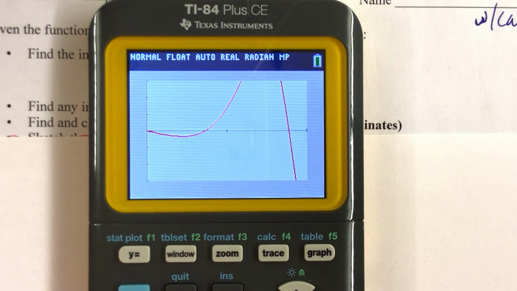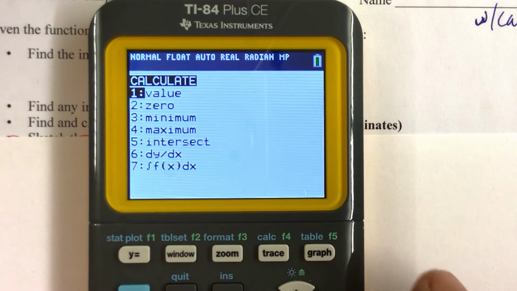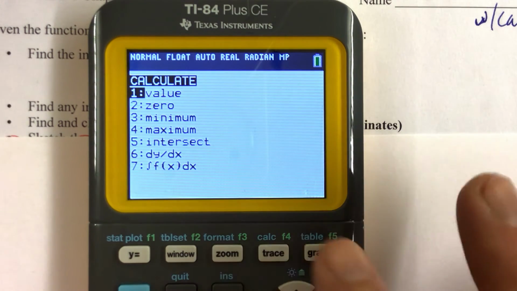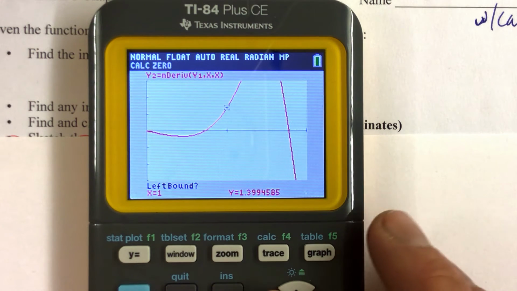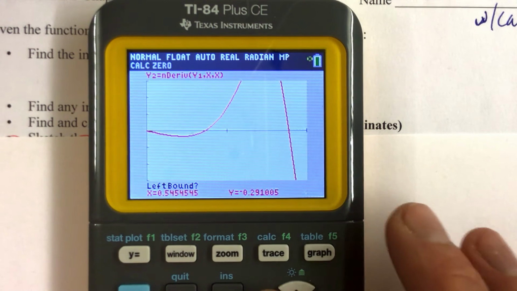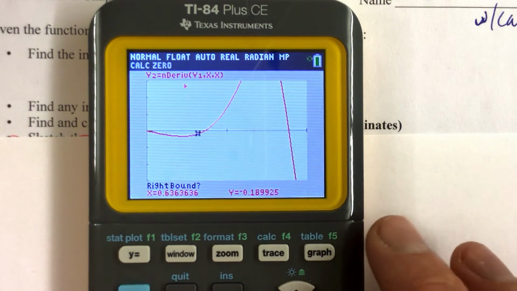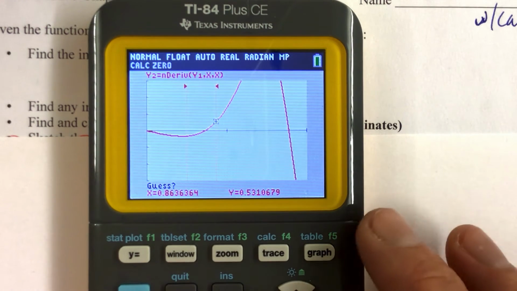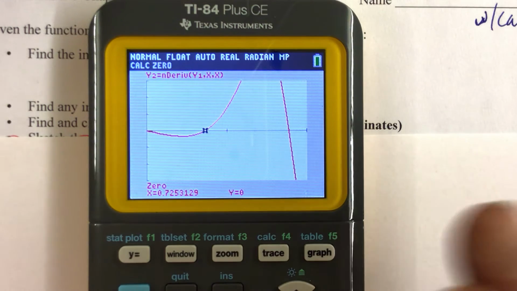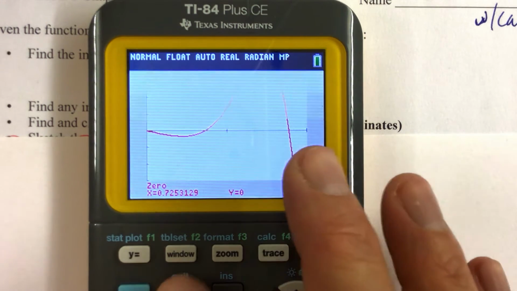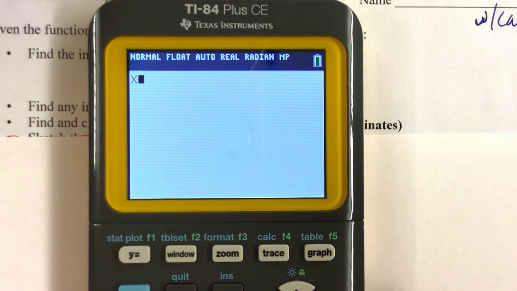So that's f prime. We want to know when f prime is equal to 0. So f prime is equal to 0, second trace, calculate the 0, enter, move the cursor to the left of that 0, hit enter, move the cursor to the right, hit enter, back it up a little bit, hit enter again, and we get that the 0 is at 0.725, rounding always to 3 digits. We want to quit that and we want to store that value.